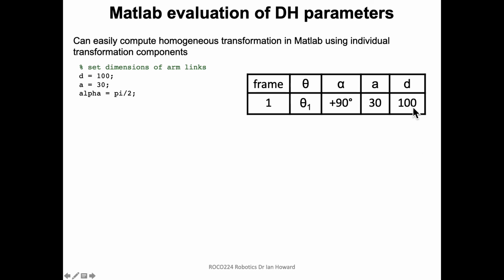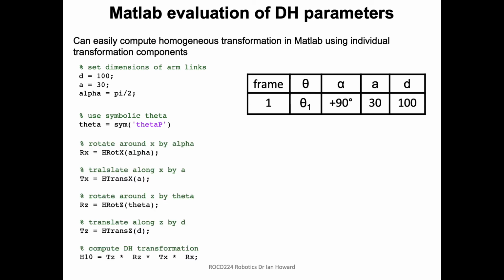So we've got D is 100 units, we've got A is 30 units, and alpha, I haven't got the Greek symbol in Matlab, so I'm just calling it alpha. 90 degrees is pi by 2, positive 90 degrees. Now, because theta is going to be the control variable, I don't want to put in any specific value for it. I want it to appear in my equations as a symbolic value. So what we could do is build this Denavit-Hartenberg transformation from first principles.